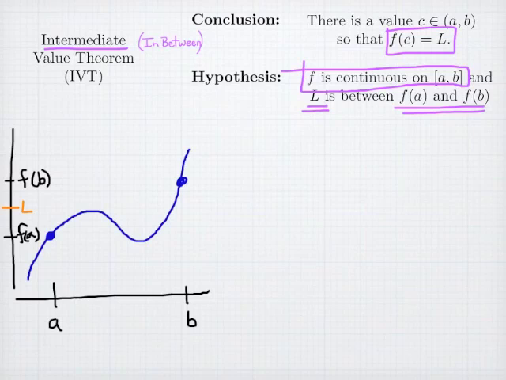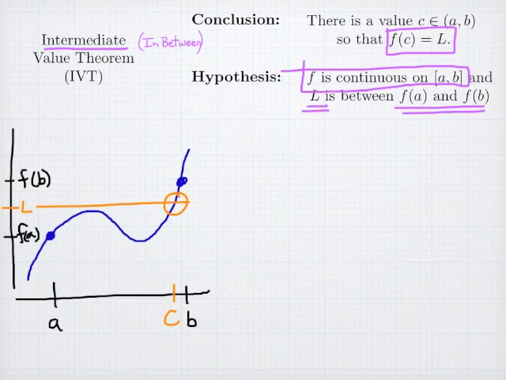The conclusion of the intermediate value theorem says there must be a point where the function has that value. So if I draw a line, I can see that my function crosses my line at L somewhere between a and b. And that point, the value c that's between a and b, is what's guaranteed by the intermediate value theorem.